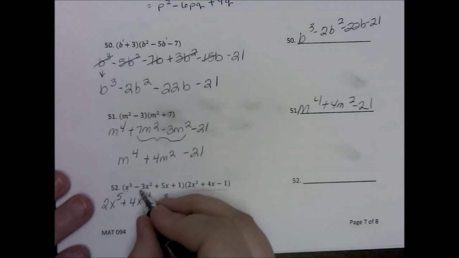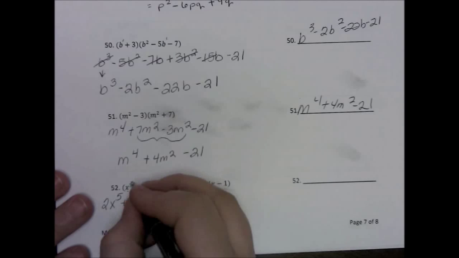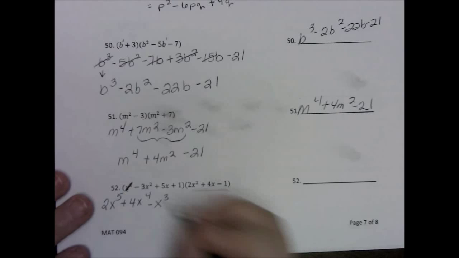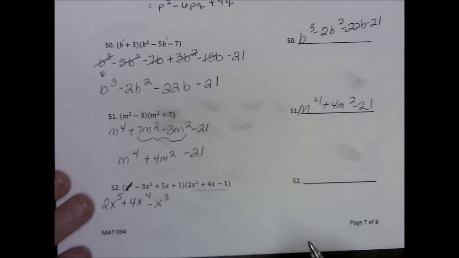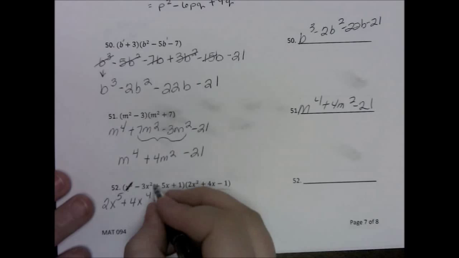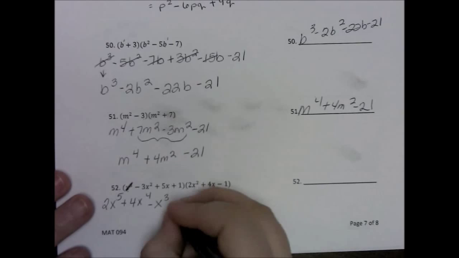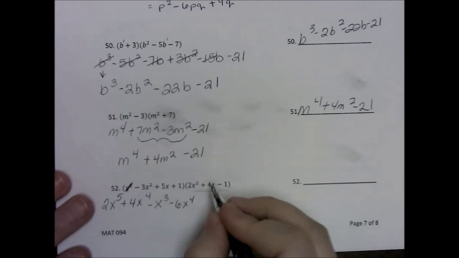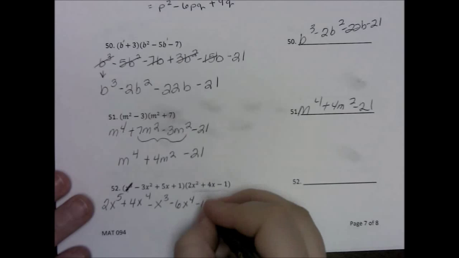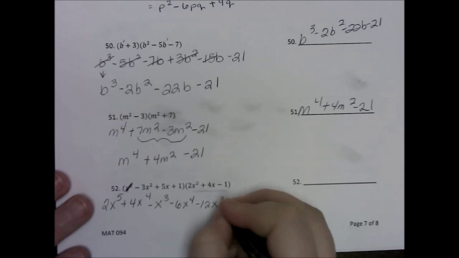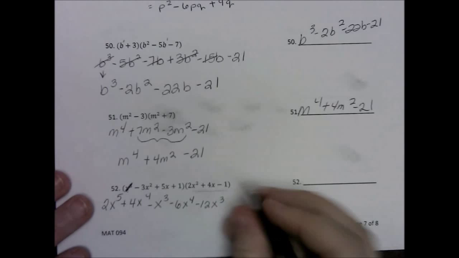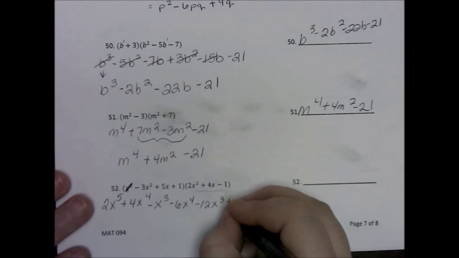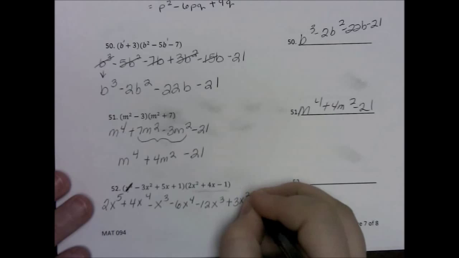Then negative 3x squared times everything in here. I'm going to cross out that x to the 3rd because we just multiplied that by everything. We're done. So negative 3x squared times 2x squared is negative 6x to the 4th. Negative 3x squared times 4x is negative 12x to the 3rd. Then negative 3x squared times negative 1 is a positive 3x squared.